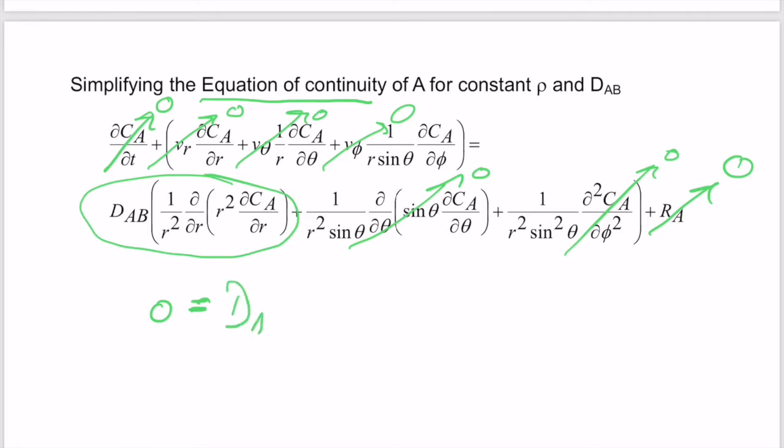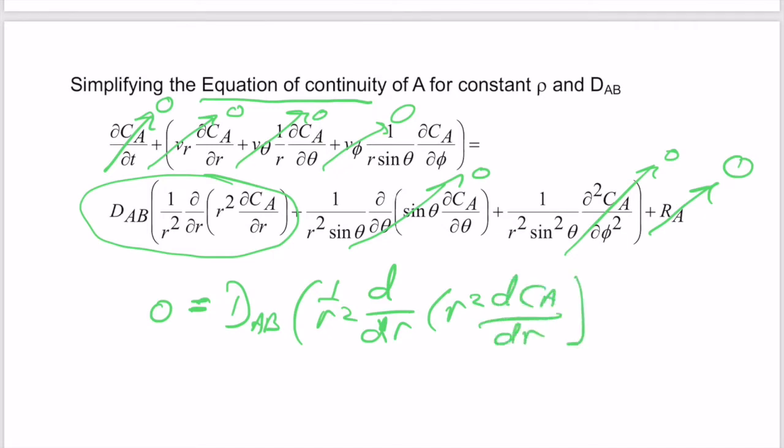So we've got diffusivity times 1 over r squared d by dr. And I can use a d now instead of a partial because it's only varying in the r direction. r squared dC_A dr. Close parentheses. Oh, yes, thank you. I'll make this a square.